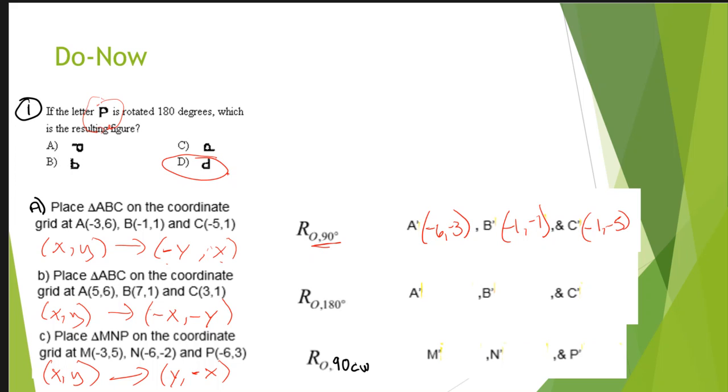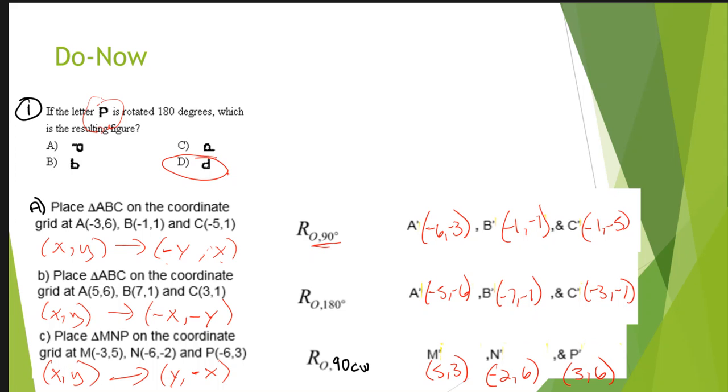That's to rotate 90 degrees counterclockwise. For 180, again, they're just changing signs. So A prime is going to be -5, -6. B prime is -7, -1. And C prime is -3, -1. And for a rotation of 90 degrees clockwise, M prime is going to be 5, 3. N prime is going to be -2, 6. And P prime is going to be 3, 6.